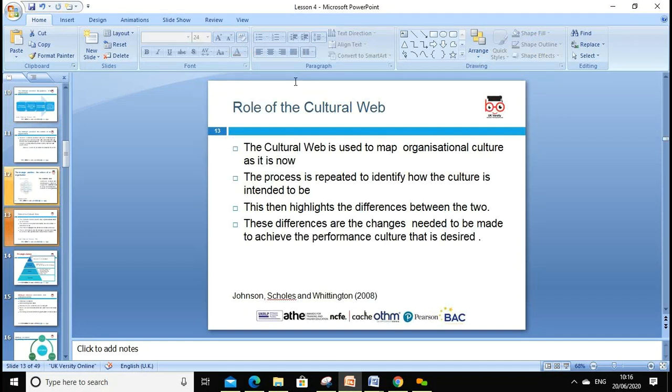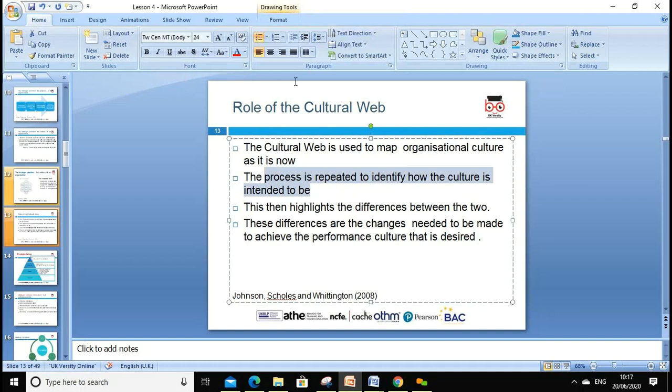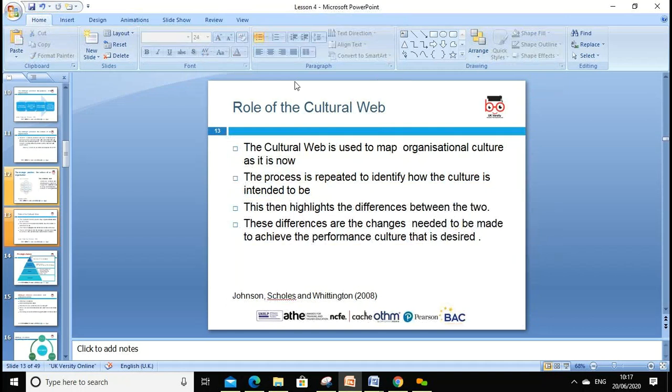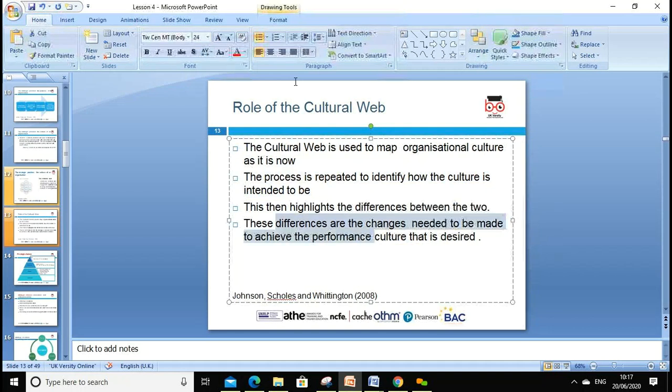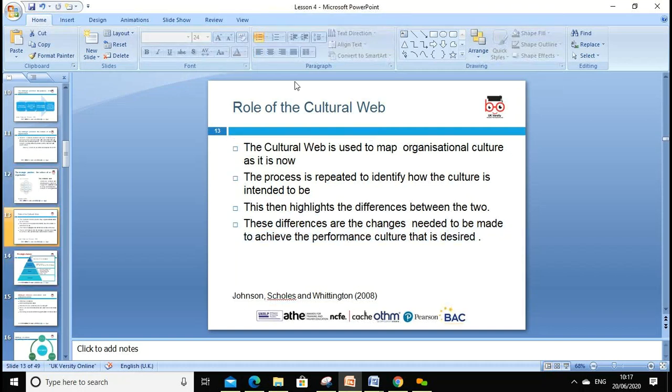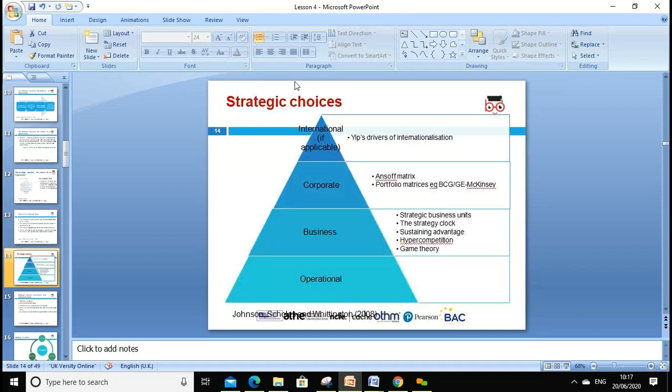The role of the cultural web is used to map the organization culture as it is now, and the process is repeated to identify how the culture is intended to be, then highlight the difference between the two, and the differences are the change needed to be made. Because people's mindset is sometimes difficult to change in our organization, you do a lot of argument. You do not do it in one go, but it is continuous improvement.